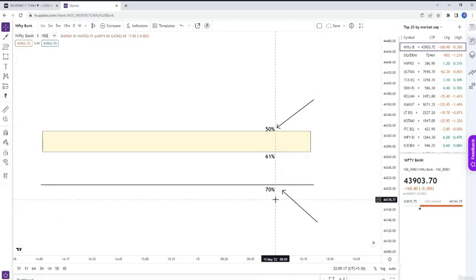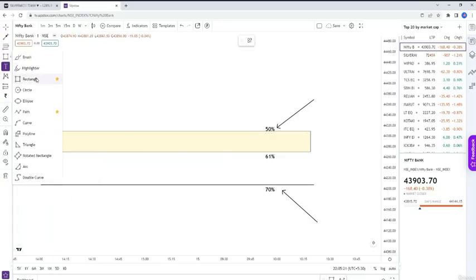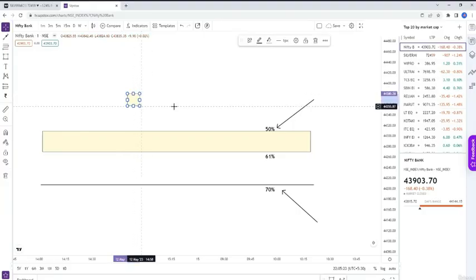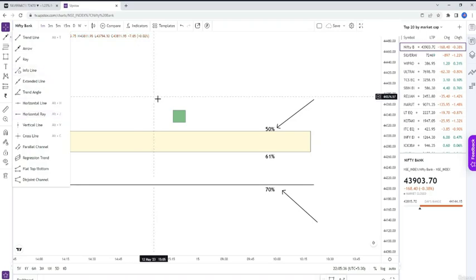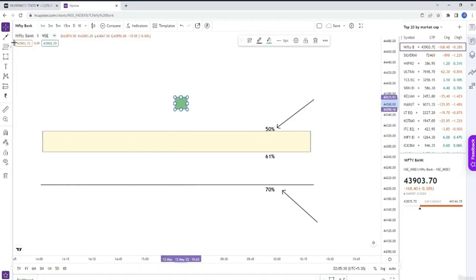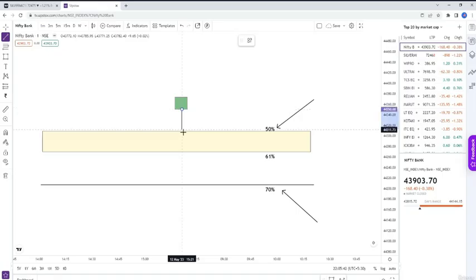So these are the ratios. At 50%, I only enter when I see one candlestick, and that candlestick is the hammer. If a hammer forms touching the 50%, this is the only candlestick I buy at exactly 50%.